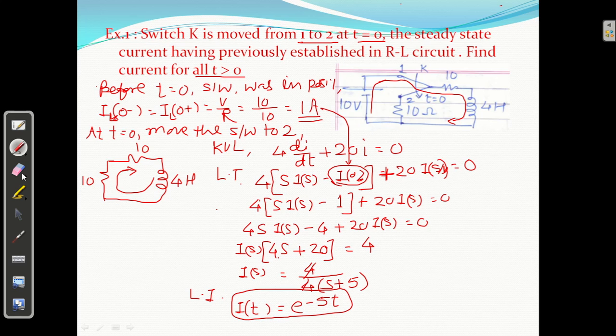We got it. Now I am going to solve one more problem by using the Laplace transform technique. So first of all, I am writing it.